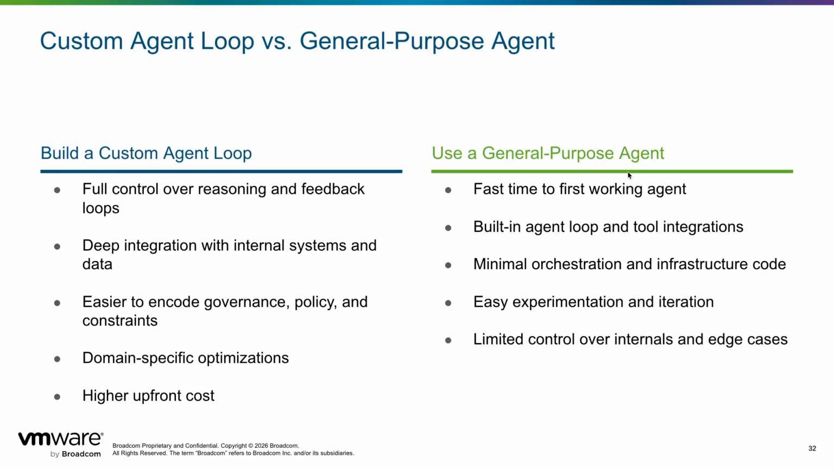If you use a general purpose agent like Goose, like I did, or Claude Code, it's fast to get something working real quick. You have a built-in loop that you can use, minimal orchestration that you have to write, easy for you to experiment, but limited control. So if you combine them with Hypermedia, it's definitely a great way to start experimenting with stuff.